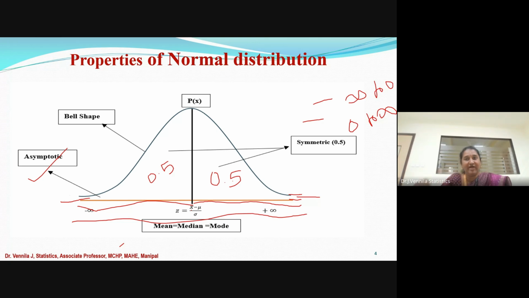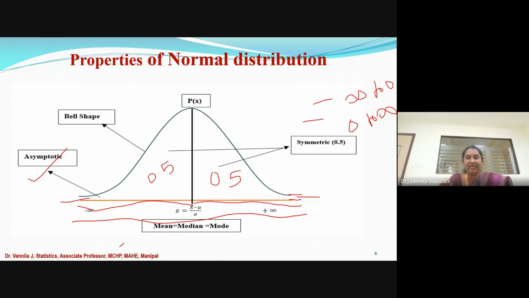The middlemost value is called the median. Mode means the repeated value is called the mode. That is there in the basic statistical method, measures of central tendency. I hope you understood what mean, median, and mode are from previously.